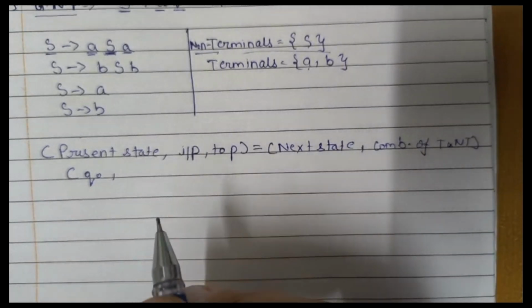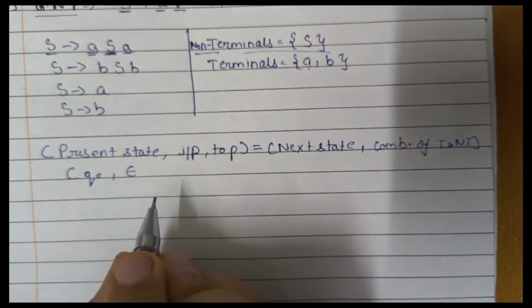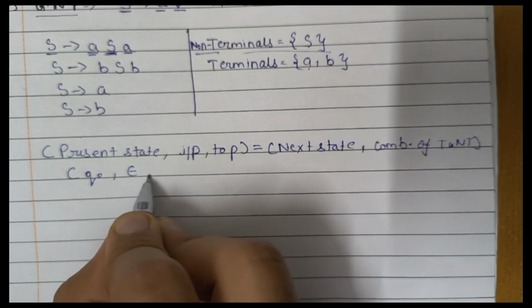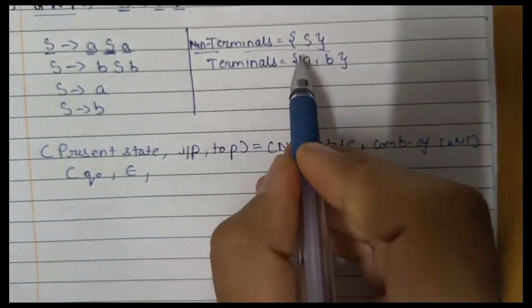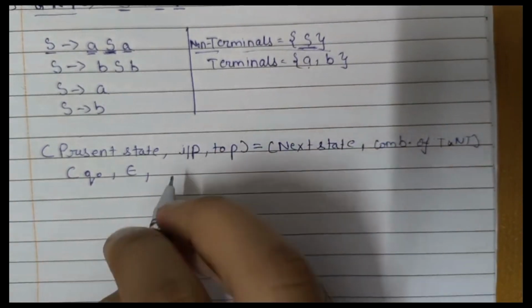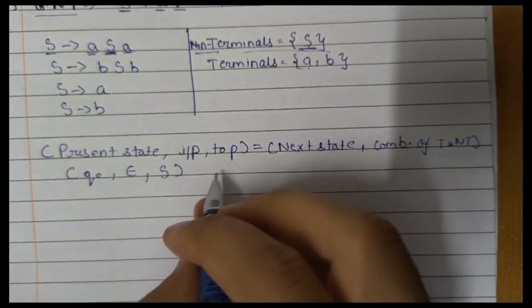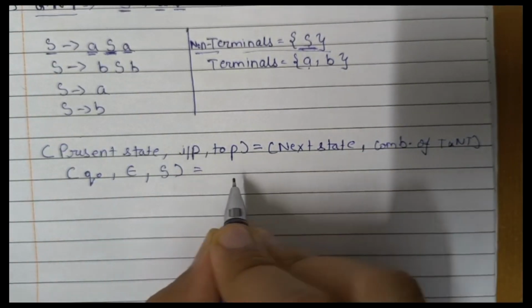So remember that the input symbol is always going to be our epsilon. Just remember that. And after that we are going to write the top. So top is going to be the non-terminal symbol for which we are writing. So here it is S. So this has been the LHS. Now we are going to write the production, the RHS.